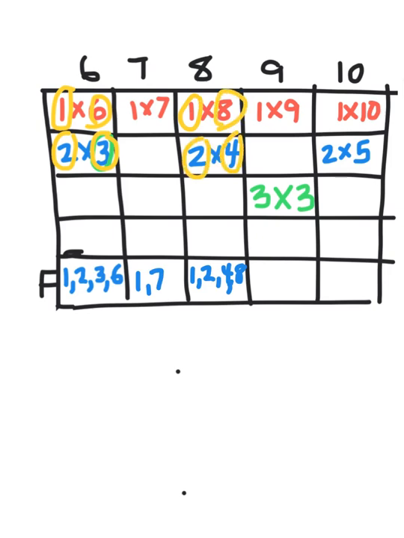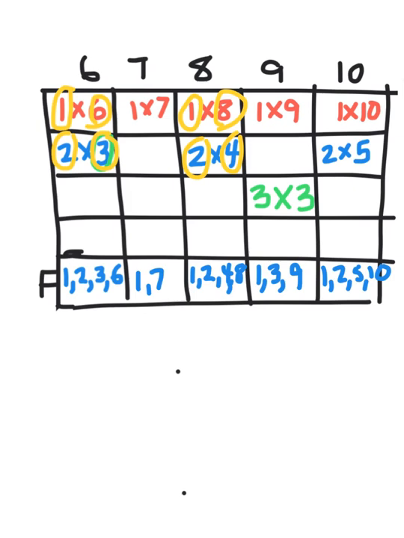Let's list the factors of 9. 1, comma, 3, comma, and remember, don't write 3 twice, only one time, and 9. Very good. And then the factors of 10. 1, 2, comma, 5, comma, and 10. There we have our list of all the factors of the numbers 6 through 10.